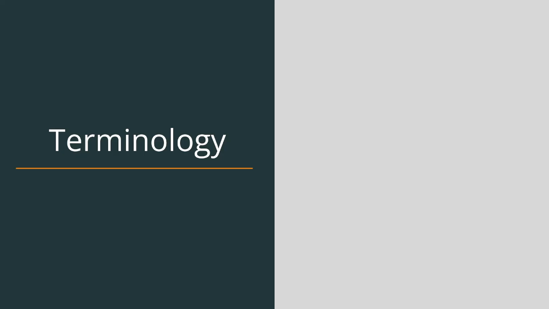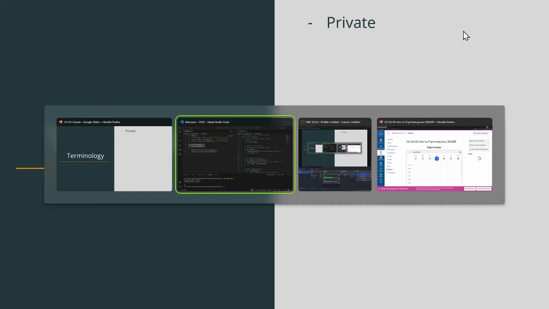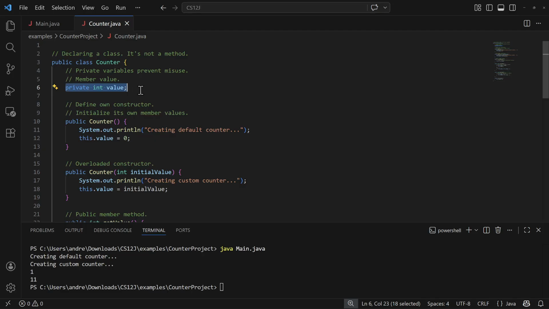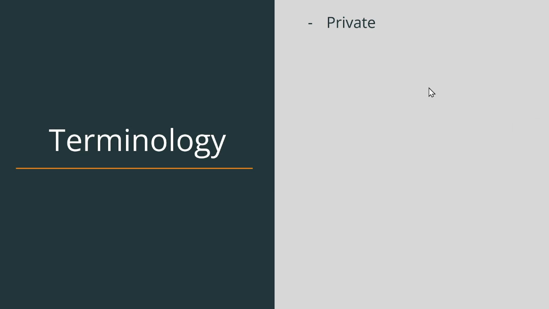I wanted to summarize some terminology that we've been using. I've been throwing around a lot of words like private. Private is a keyword in Java. We typically use private to prevent misuse. You saw that in the beginning. It's preventing other people or other pieces of the code from misusing your code.